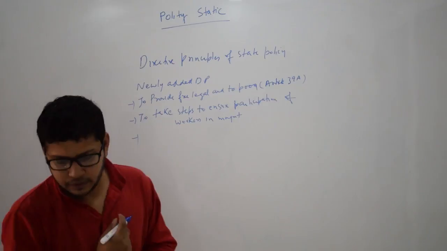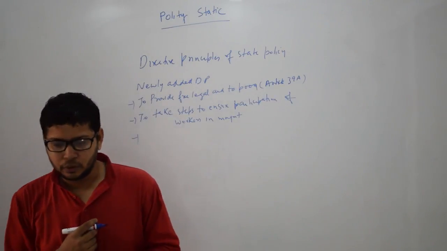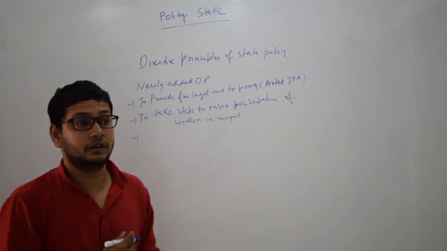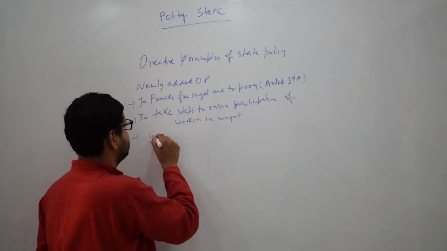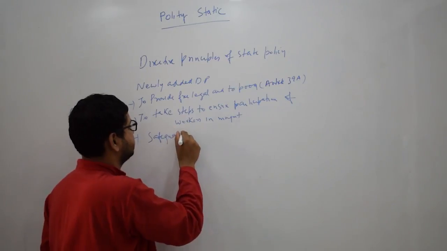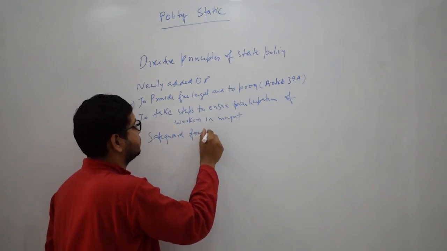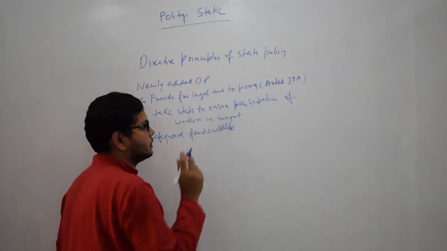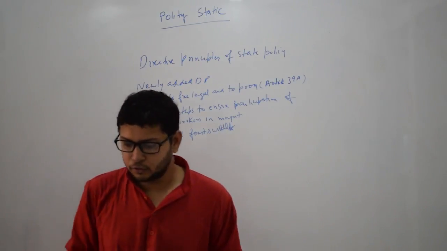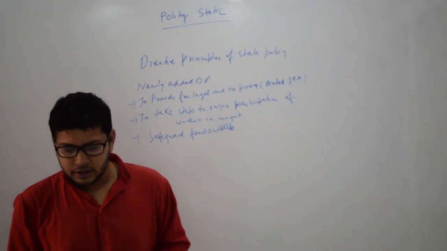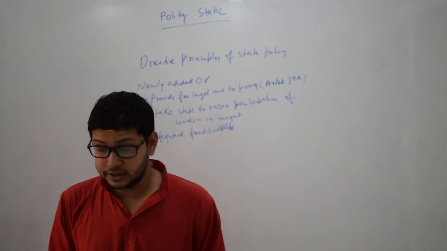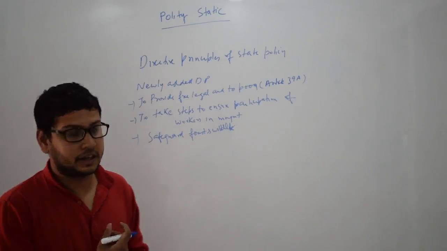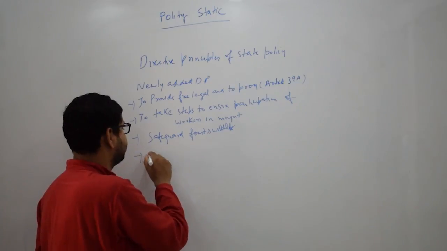Third newly added principle is to protect and improve the environment and to safeguard forest and wildlife. Fourth newly added principle directs the state to minimize inequalities in income, status, and facilities.